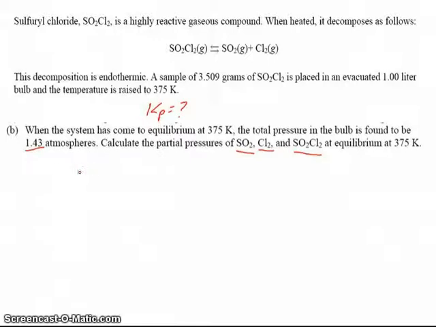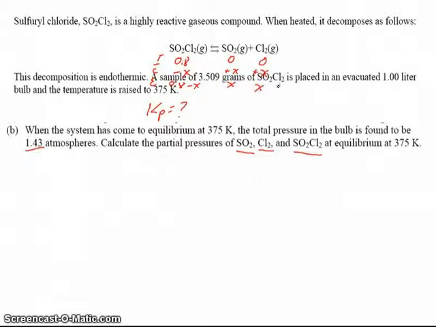So if I were to make my ICE diagram for SOCl2, sulfuryl chloride, on down the line, we could see that we know from part A that this is 0.8, and initially this is 0, this is 0. The change then, this is going to drop by x, and because these have coefficients of 1, they're also going to go up by x, both of them. And so at equilibrium, sulfuryl chloride is 0.8 minus x. This SO2 is x, and the chlorine gas is x.